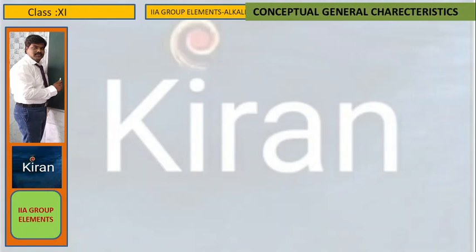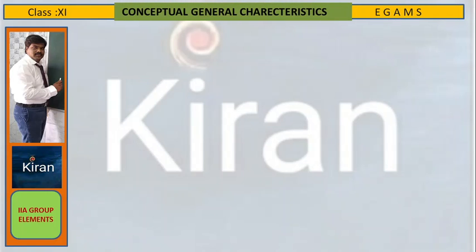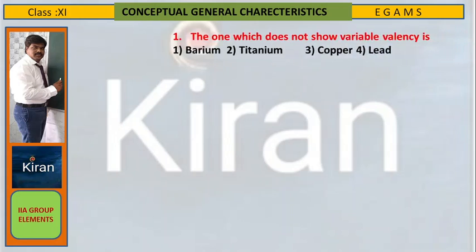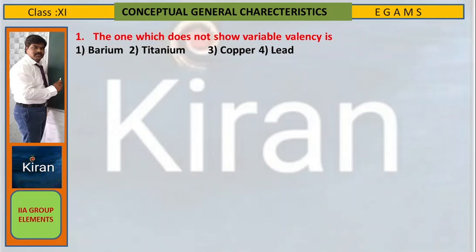In conceptual questions, we are going to learn about topic wise questions. First, general characteristic properties we are going to discuss. In that, the first question is the one which does not show variable valencies. Variable valencies means more than one valency.